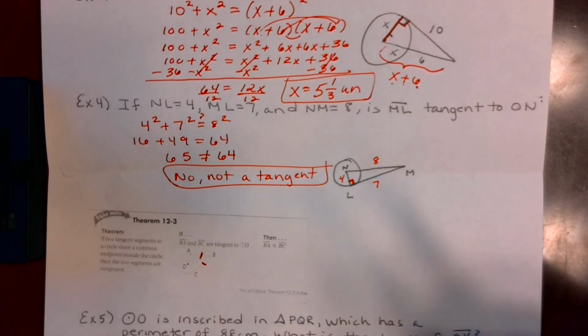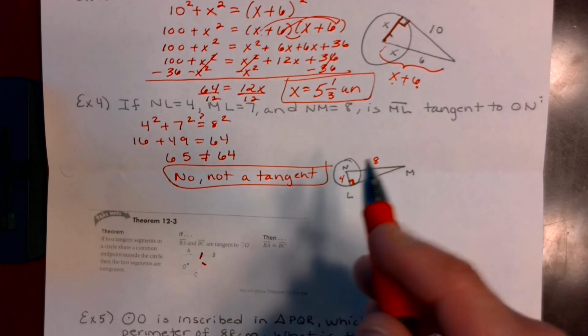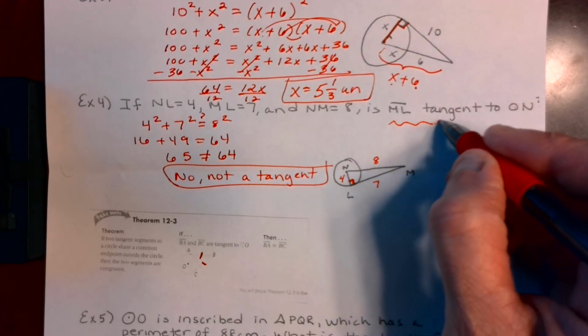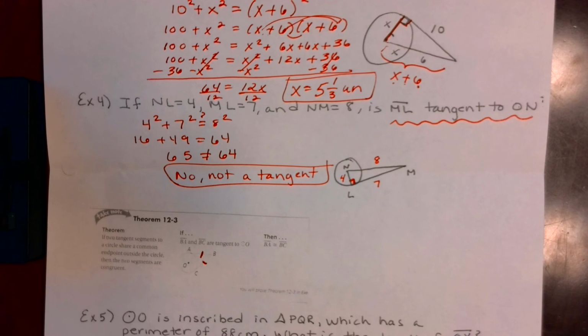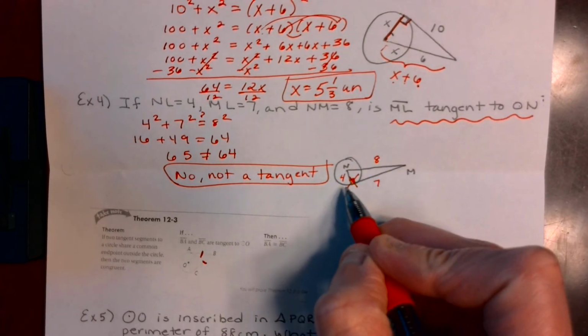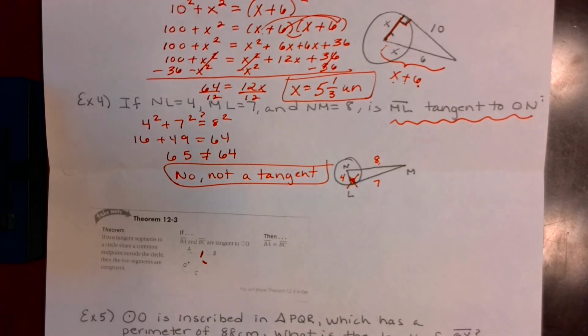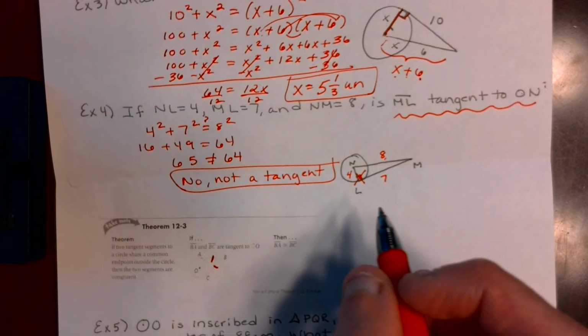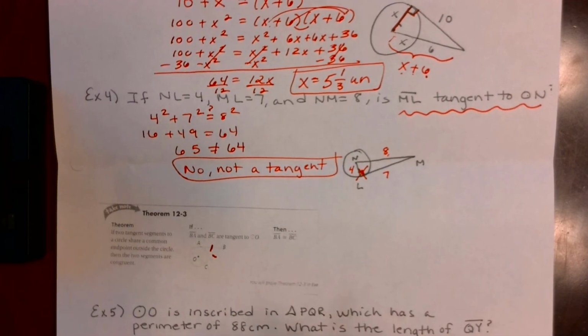Okay, so, oh no, back it up. I'm doing this wrong. It's asking you if it's a tangent. So we don't know that. What we are going to do is check to see if Pythagorean theorem still holds true. If it does, it is a right triangle, correct? If it does not, it is not a right triangle, and therefore it cannot be a tangent.